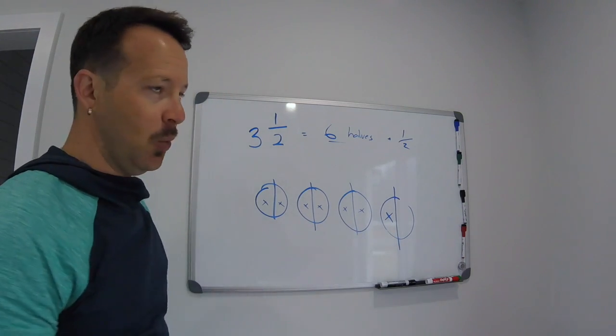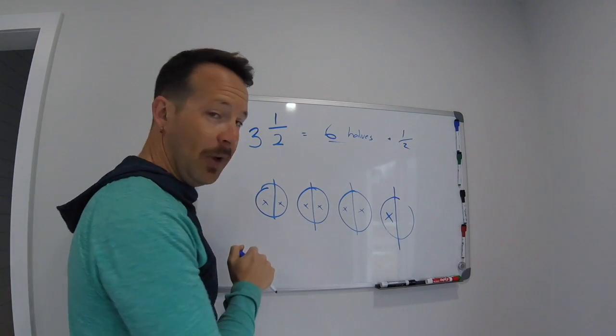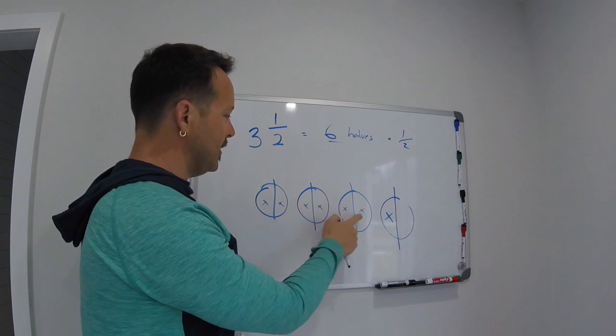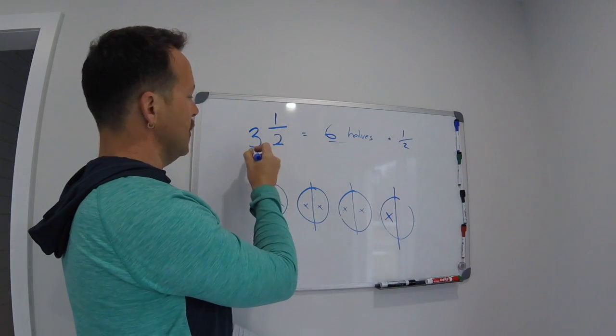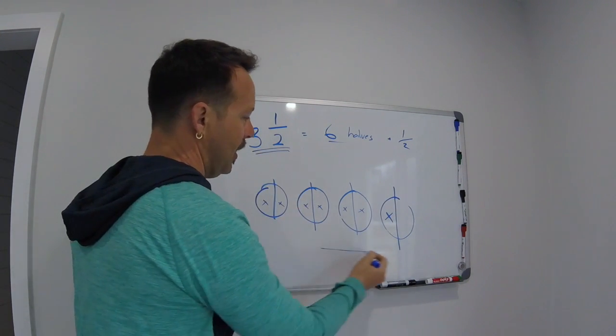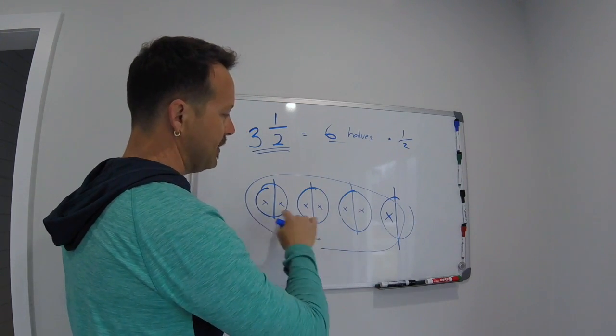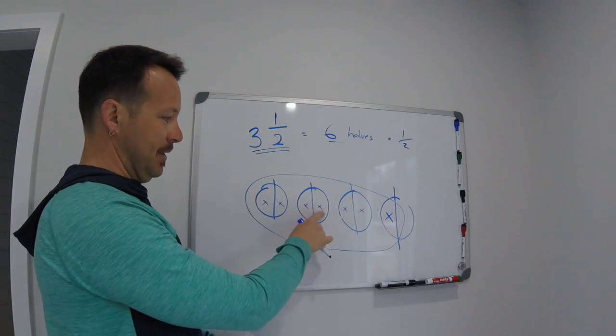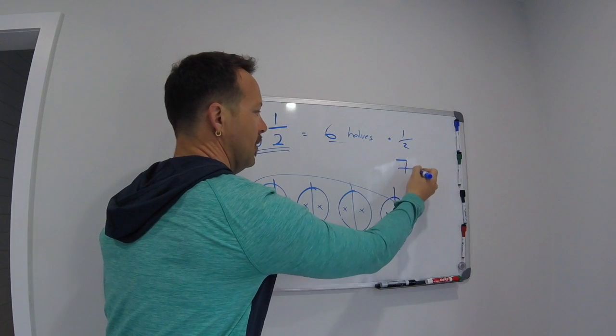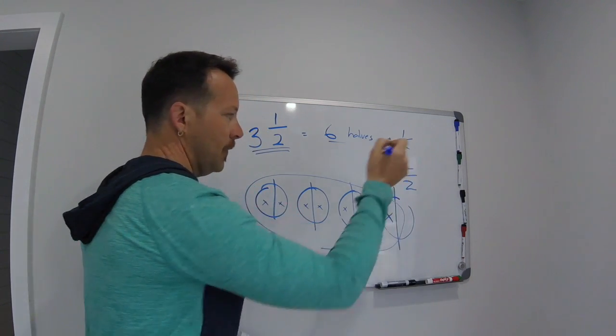Well, what's 6 plus 1? I think you know without even doing a math equation. 1, 2, 3, 4, 5, 6, 7. So in 3½ pies, we have 7 halves. So 7 over 2. Okay?